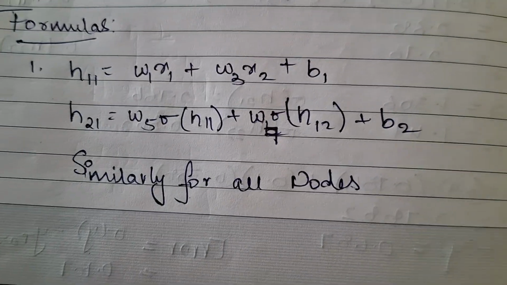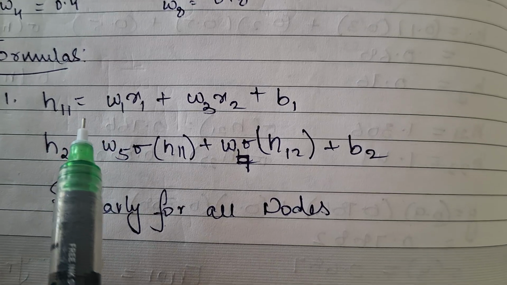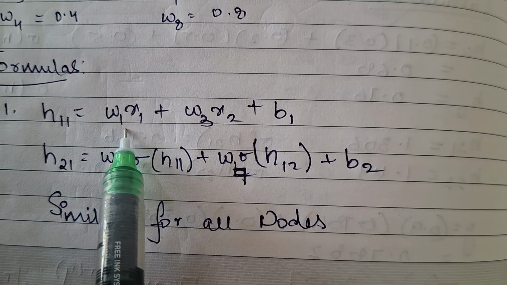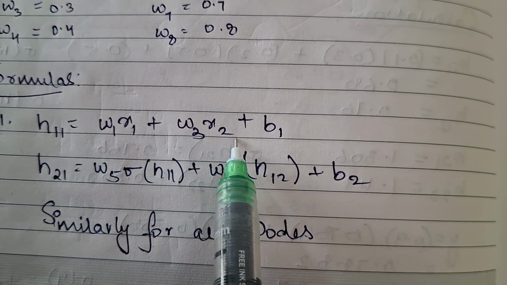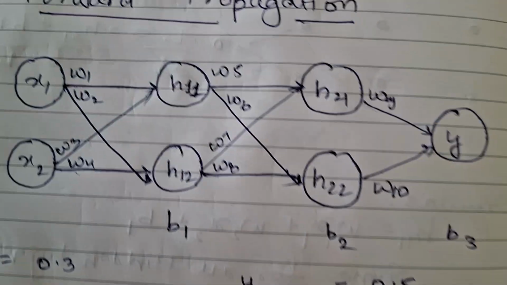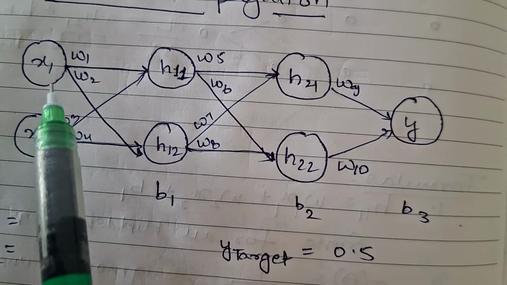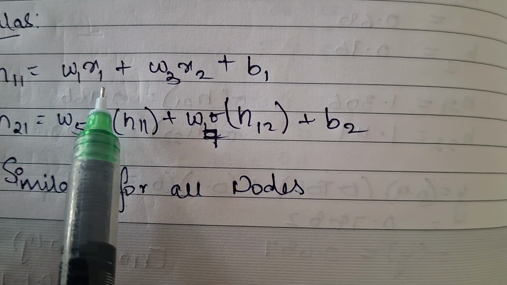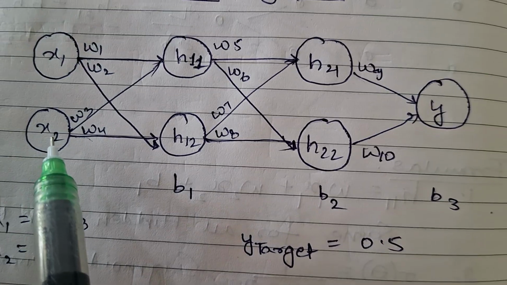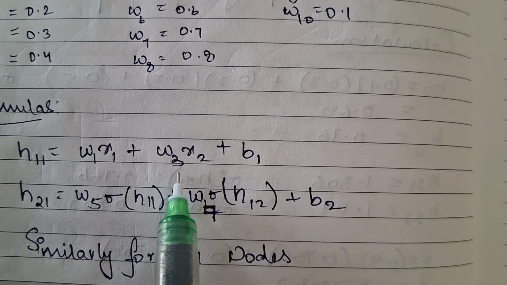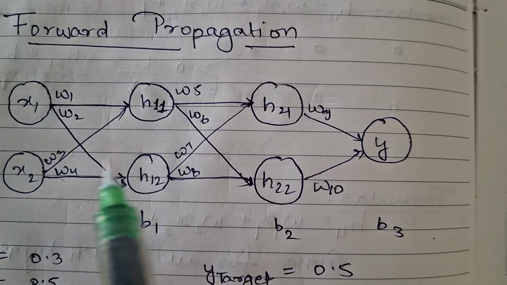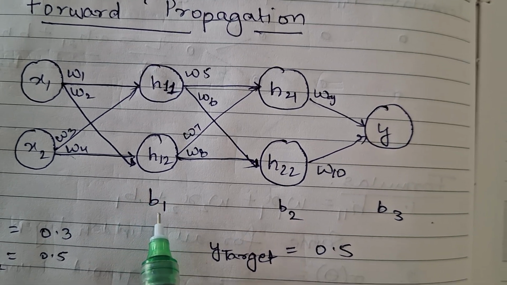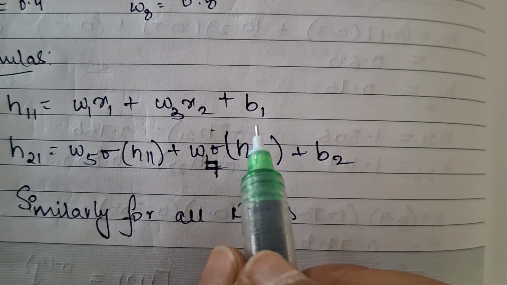The formulas we use here are, for any node, H11 for example, equals omega 1 X1 plus omega 3 X2 plus B1. Here we can see for H11 we have both the inputs contributing to H11. X1 with the weightage of omega 1, which is what we have considered here, omega 1 multiplied by X1. We have X2 with the weightage of omega 3, exactly what we have considered here with omega 3 multiplied by X2, and then we have simply added the bias at our hidden layer 1, which is plus B1.